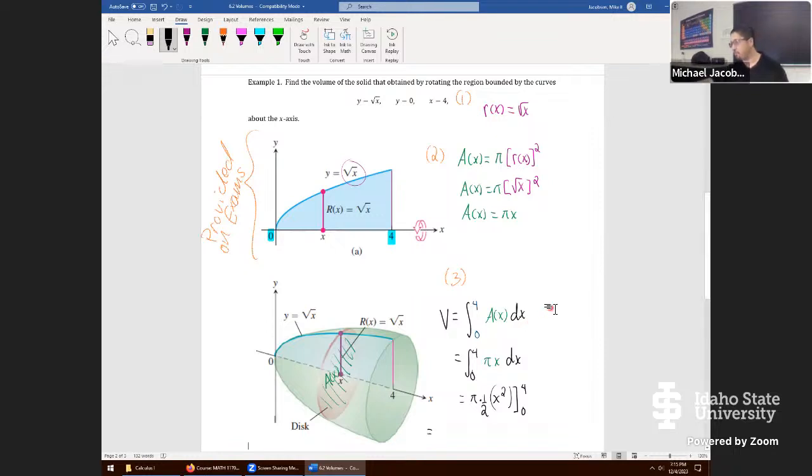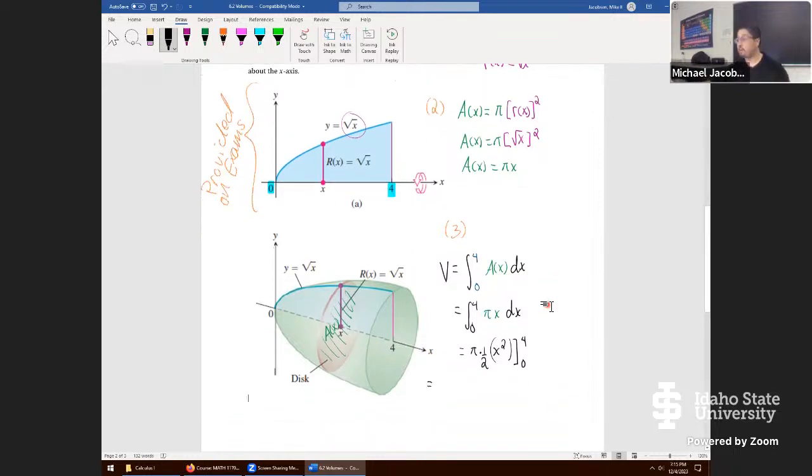Okay, let me scroll down a little bit more. Now we are ready to finish this one off. First thing we can do is, let's call this whole constant just a glorified pi/2. It's factored out. And inside where we have the parentheses, we'll put in 4 to start, so 4 squared minus 0 squared. So now it's just pure arithmetic from here on out. This is pi/2 times 16, which tells us this is 8 pi.